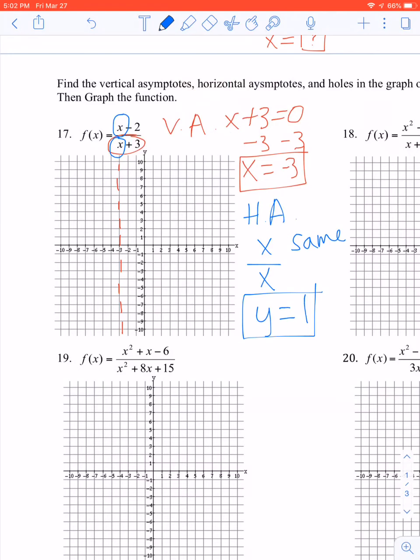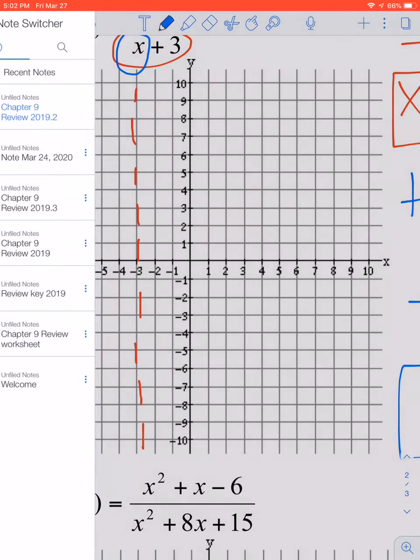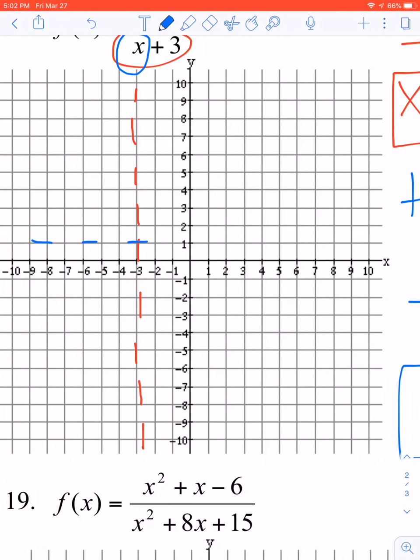Okay, and so now we are going to zoom in. This is a horizontal asymptote, so I'm going to zoom in, and it's going to be horizontal. It's going to be a dotted line on the y equals 1.